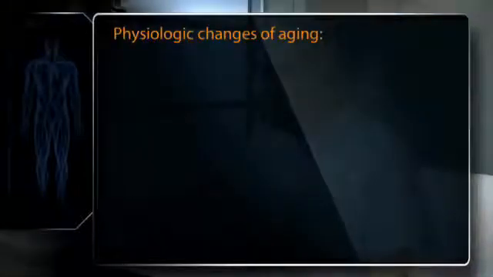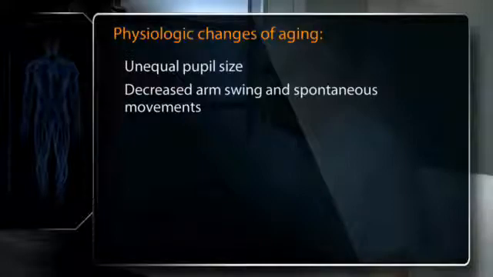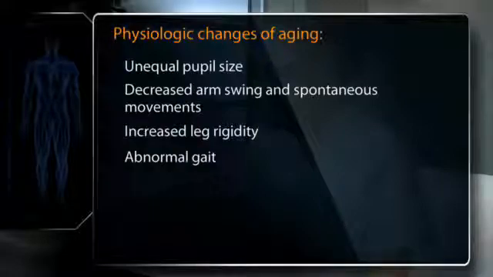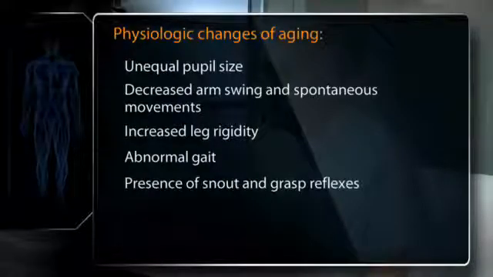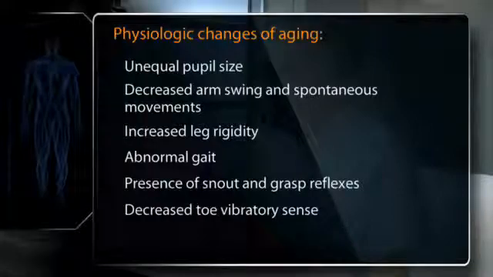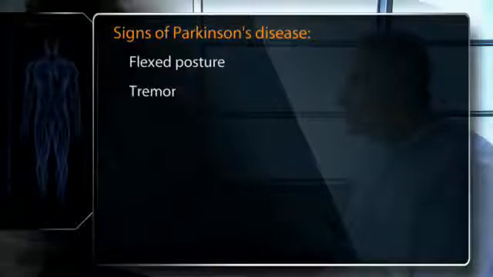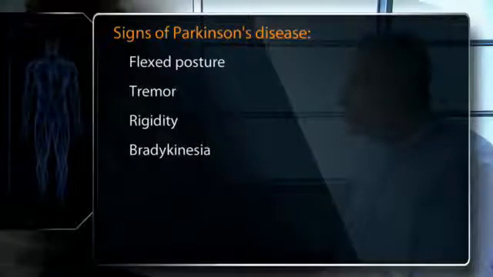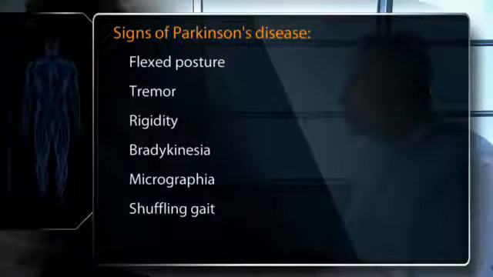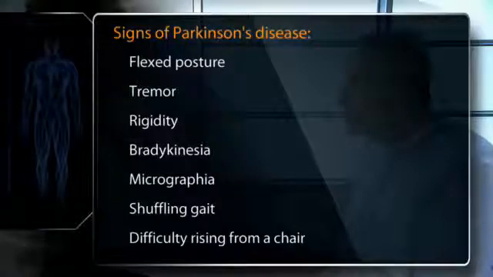Although neurologic abnormalities are common in the older population, their prevalence without identifiable disease increases with age. Examples of physiologic changes of aging include unequal pupil size, decreased arm swing and spontaneous movements, increased leg rigidity and abnormal gait, presence of the snout and grasp reflexes, and decreased toe vibratory sense. Search for evidence of flexed posture, tremor, rigidity, bradykinesia, micrographia, shuffling gait, and difficulty rising from a chair, suspicious for Parkinson's disease.